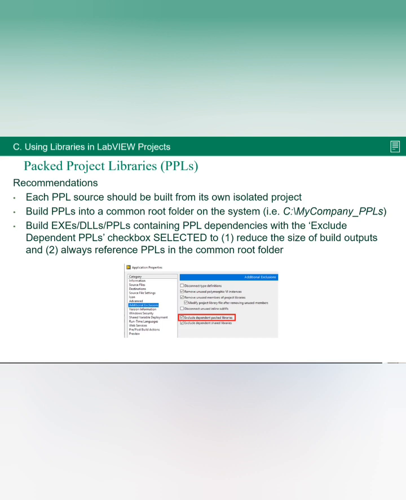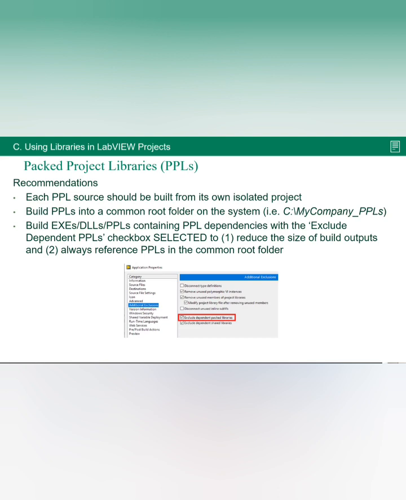You should have a single project per library that is built into a PPL. When you build those PPLs, build them into a common root folder on the system. Ideally, all of your code is going to run from C drive, because that's another issue when you start to have code running on different drives. You run into some issues with absolute paths. Ideally, your code's going to run on C drive, and your PPLs are all going to be stuck in a single root folder. You can see I have my company PPLs. Just stick all your PPLs there.